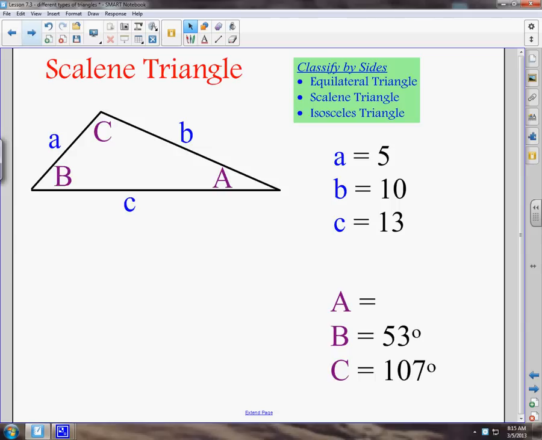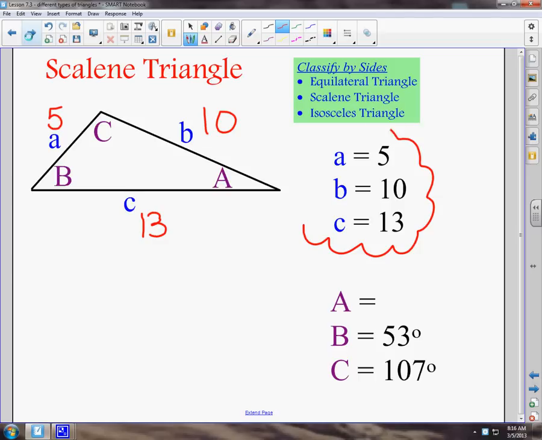Scalene, this one's a little bit more difficult. A scalene triangle, if you look here, has all different degrees and all different measures. So if I said that A is 5, B is 10, and C is 13, and those are right here. I just wrote them already down. What scalene means is that all 3 sides are different. So I have equilateral where they're all the same. Scalene is they are all different.